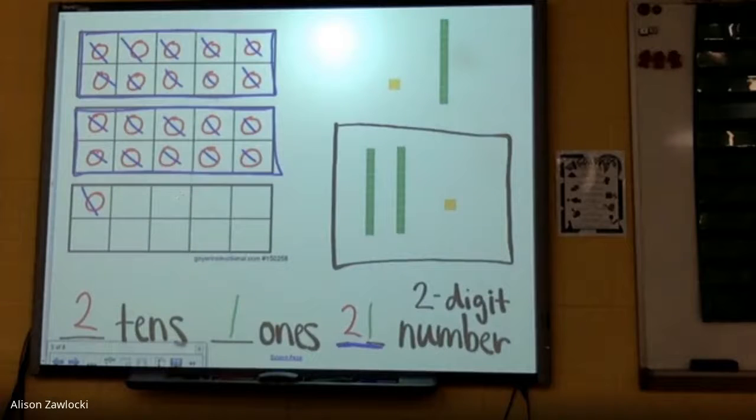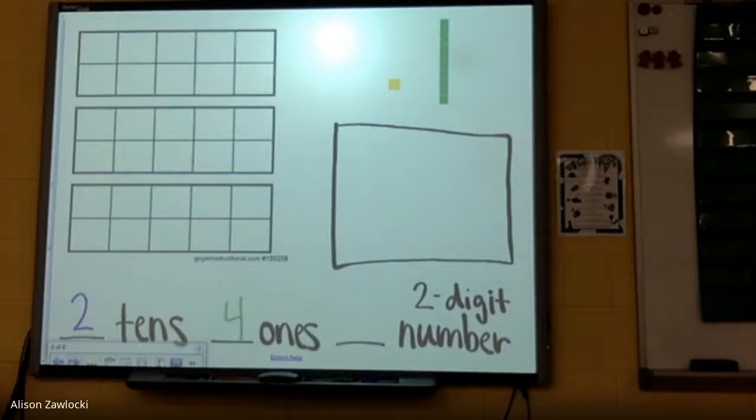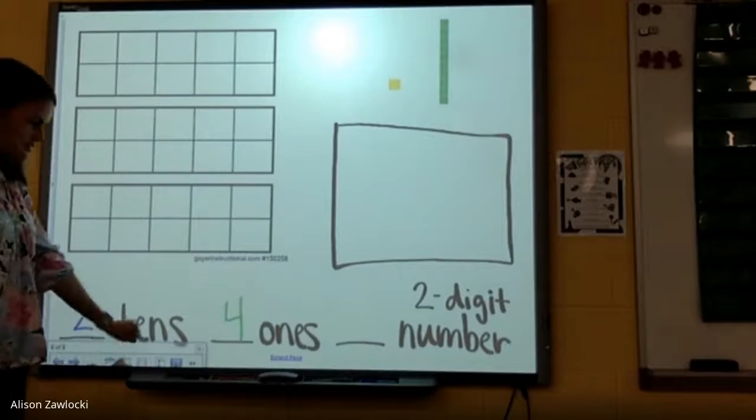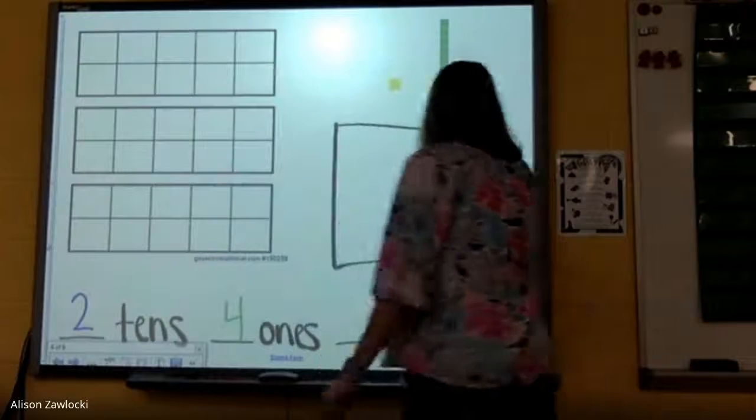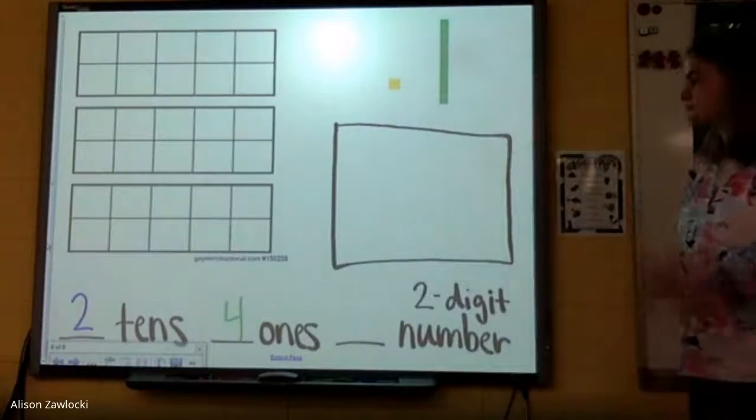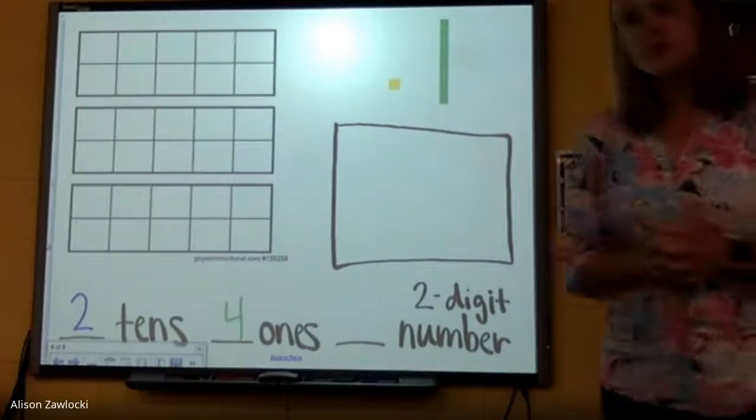All right, I have another one for us. You're also going to write this one with me. So you're going to go ahead and write in your notebook 2 10s, 4 1s, and then blank number, 2-digit number. Go ahead and do that. Feel free to pause the video if you need to.